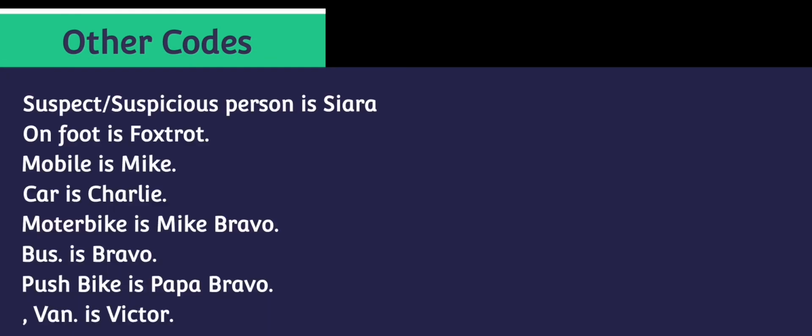You can use other codes. These are the codes we use within my team. For example, a suspect or a suspicious person is called a Sierra. Someone on foot is known as Foxtrot. If they're on mobile, it's known as Mike. If they're in a car, it's Charlie. If it's on a motorbike, it's Mike Bravo. If they're on a bus, it's a Bravo. If they're on a push bike, it's Papa Bravo. And if they're in the van, it's called Victor. It's up to you and your team how you use codes and if you want to make up your own codes. But these are the ones we tend to use within my team.